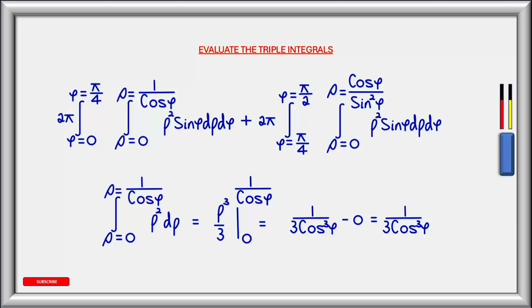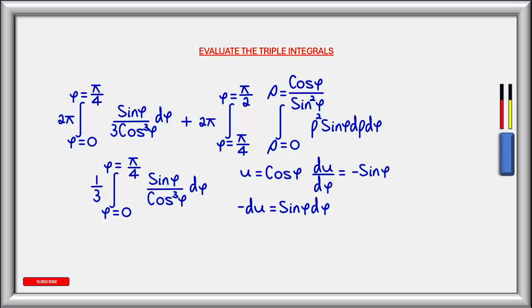And now for the inner integral, on the left-hand side of the plus sign, we want to integrate from rho equals 0 to rho equals 1 divided by cos phi rho squared d rho. And using the power rule to evaluate this, we get rho cubed divided by 3, and plugging in the limits of integration, we get 1 divided by 3 multiplied by cos cubed phi minus 0, which equals 1 divided by 3 cos cubed phi.